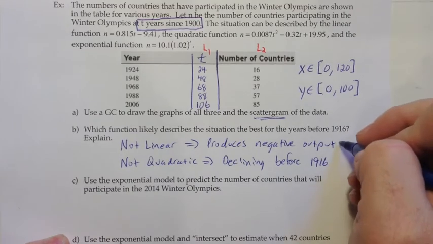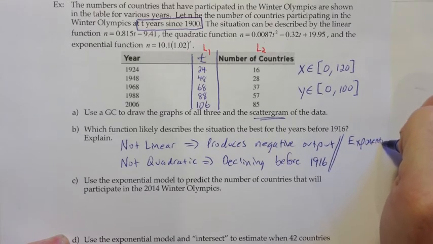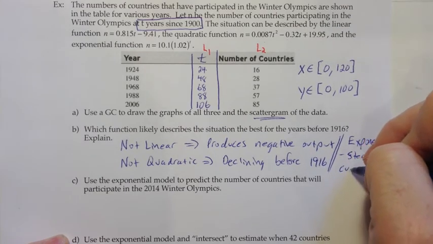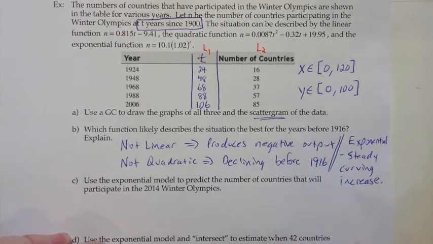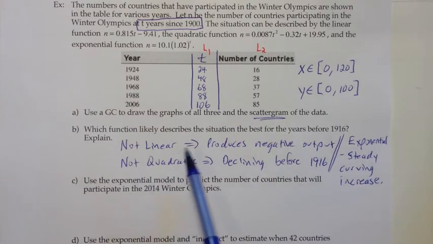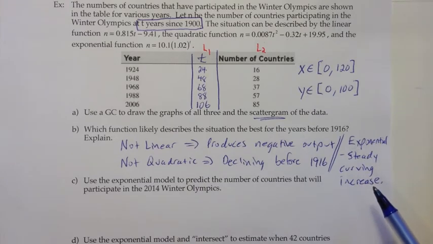I'm running out of room here, but we've eliminated those two, and so I would go with exponential. I would say that's the best because it shows a steady curving increase. And I like the fact that it's curving because the data from the scatter plot looked like it was curving too. So I'm going to do my best job of modeling if I take data that looks like it's curving and model it with something that's curving. They're asking us to rule these out or pick the best one, and they want us to base that off the flaws before 1916. But I think just the idea that this one is the best fit is good enough motivation to pick it.